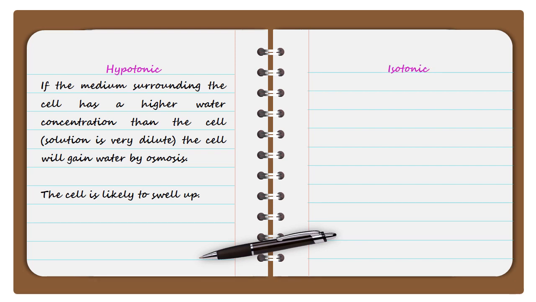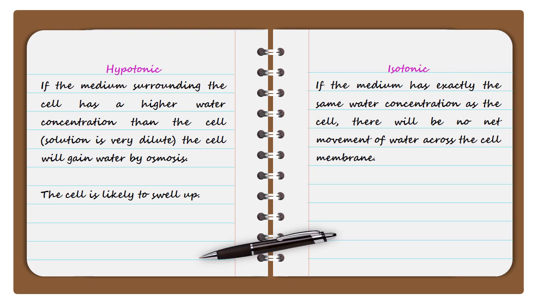And comes the isotonic. Iso, the word means the same. You have studied in physics and chemistry, right? Isotopes, isobars, isotonic. So iso means the same. Here the concentration in and out of the cell is the same. So the cell remains the same.